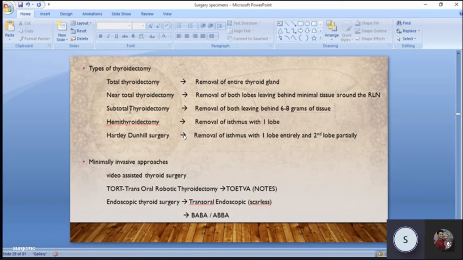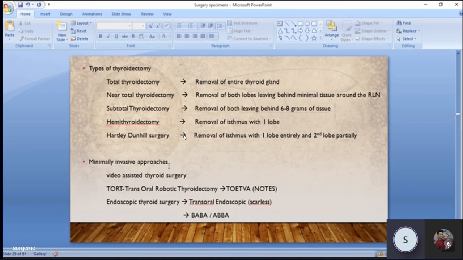Then comes the term subtotal thyroidectomy, in which we have to remove tissue from both lobes. We have to remove 6 to 8 grams of total tissue, usually thumb size, thumbnail size. And then hemithyroidectomy. Hemithyroidectomy is removing one lobe with the isthmus. And one Hartley-Dunhill procedure, it's a bit of a subtotal thyroidectomy, removing one lobe entirely with the isthmus and the second lobe partially.